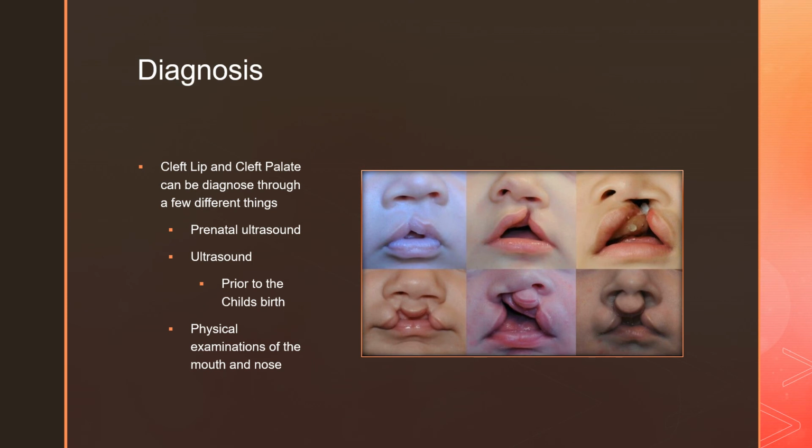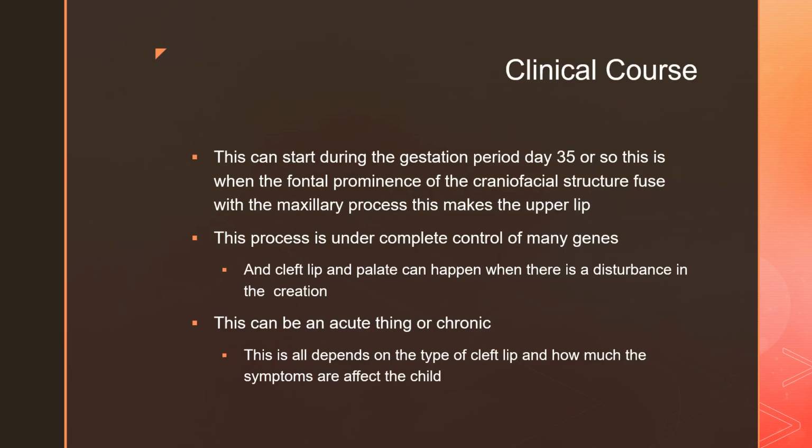Diagnosis. Cleft lip and cleft palate can be diagnosed through a few different things: prenatal ultrasound prior to the child's birth, and physical examination of the mouth and nose. Clinical course. This can start during the gestation period, day 35 or so. This is when the frontal prominence of the craniofacial structure fuses with the maxillary process. This makes the upper lip. This process is under complete control of many genes, and cleft lip and palate can happen when there is a disturbance in the creation. This can be an acute thing or chronic. This all depends on the type of cleft lip and how much the symptoms are affecting the child.